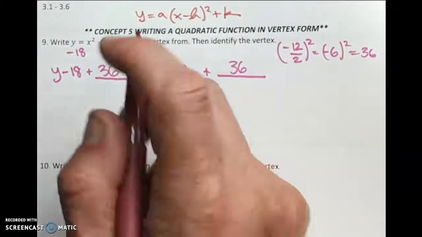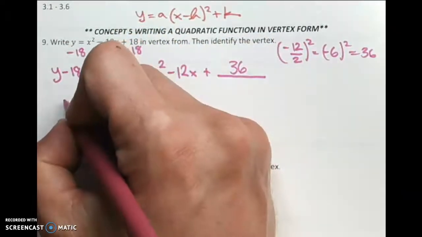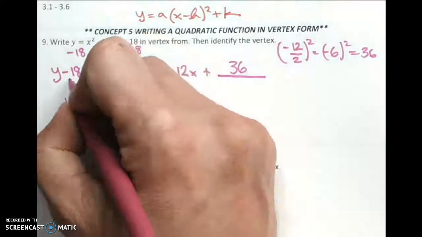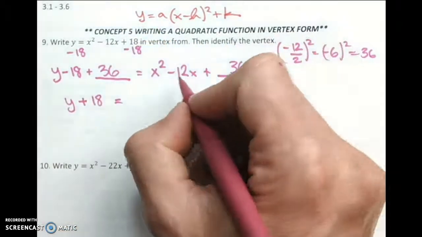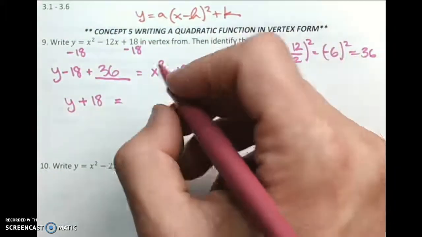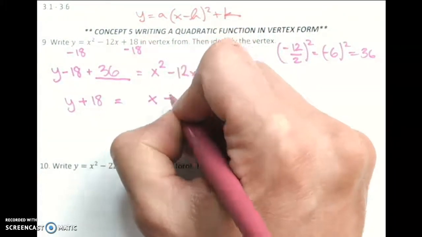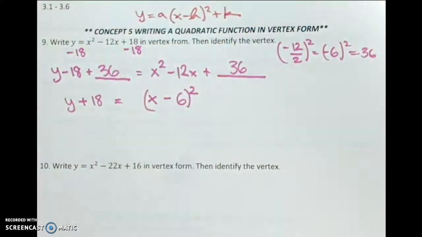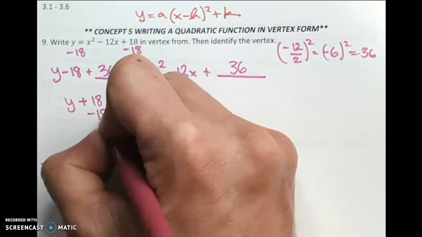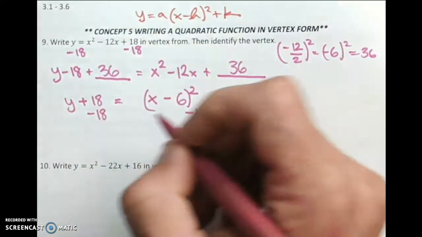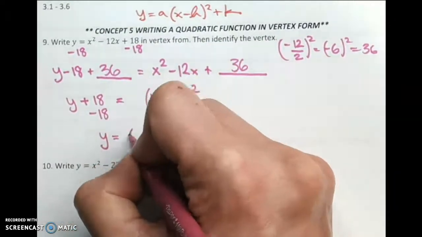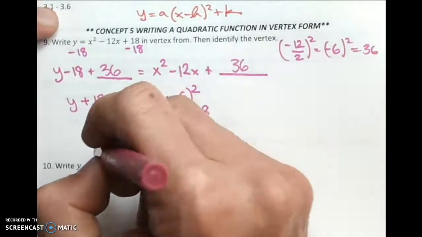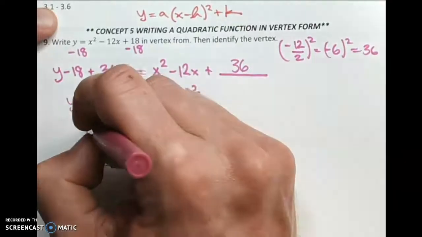On the left, I'm just going to simplify. Y minus 18 plus 36 is y plus 18. 36 minus 18 is 18. On this side, I take my trinomial and factor it down to x minus 6 squared. And now I'm going to move this 18 back over here, and I get y equals the quantity of x minus 6 squared minus 18. And that is vertex form.